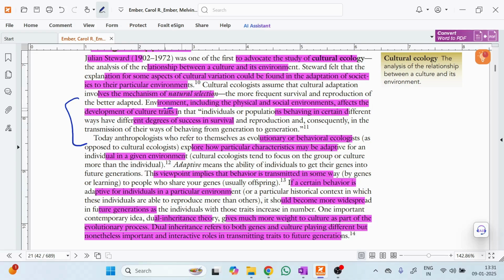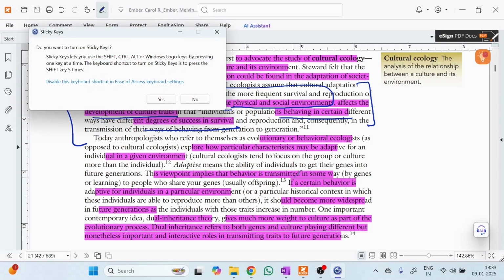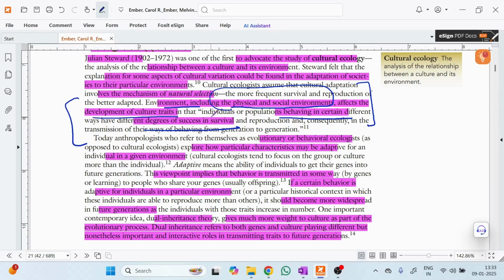In a shorter version, environment, including the physical and social environment, affects the development of certain cultural traits that an individual or population employs or behaves by, and they have different degrees of success in their survival. So in short, whoever adopts these cultural traits, whether social or physical, their degree of success in terms of survival will be greater. And those who don't adopt them will lose out on this front.